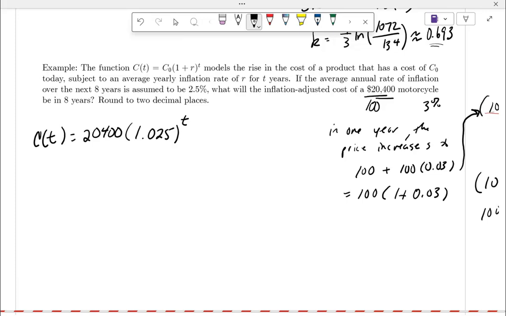All right. So now, if we want to figure out what the price is going to be in 8 years, what do we need to do? Plug in 8 for t. Okay, so plug in your 8 for t.